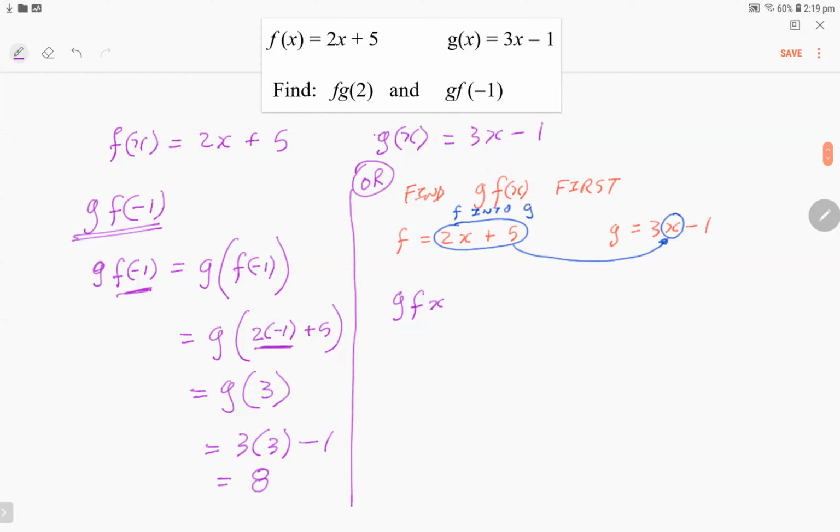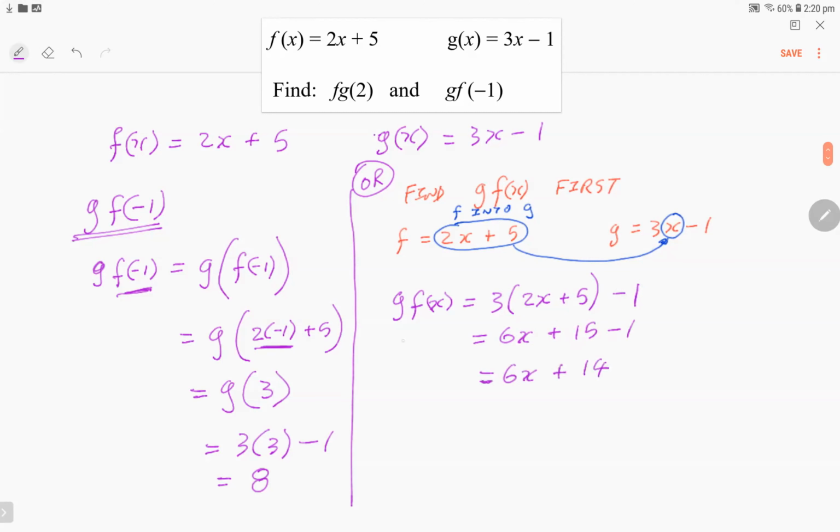And when we do that, what do we get? We get 3 where the x was, we put 2x plus 5, minus 1, because the x is replaced with the 2x plus 5. Then we work this down. 3 times 2 is 6x, 3 times 5 is 15, 15 minus 1. This becomes 6x plus 14.